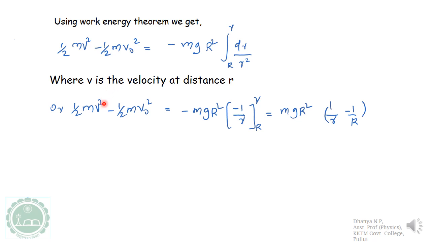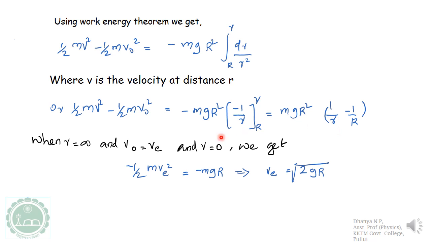It is half mv square minus half mv0 square is equal to minus mg R square into integral of 1 by r square. Integral of 1 by r square is minus 1 by r within the limits capital R to small r. By applying the limits, mg R square into 1 by r minus 1 by capital R. When r is equal to infinity, the particle is escaping from the surface of Earth.